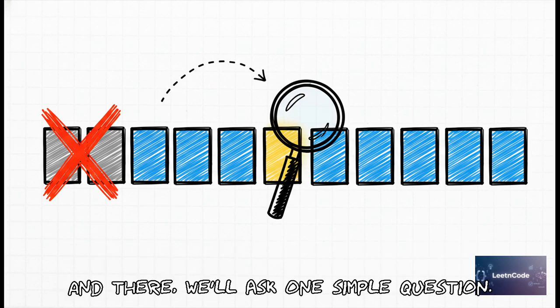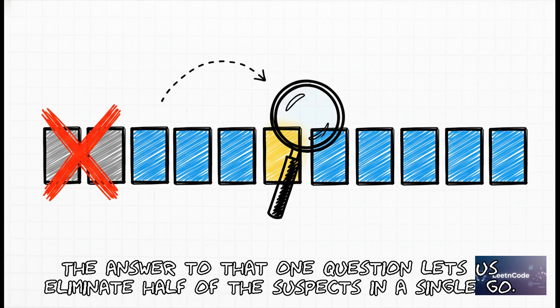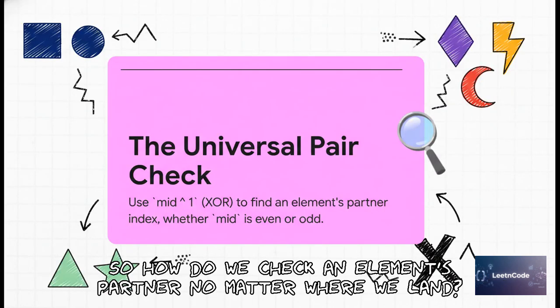And there, we'll ask one simple question. Is our even-odd pattern still intact here, or is it broken? The answer to that one question lets us eliminate half of the suspects in a single go. So how do we check an element's partner no matter where we land?